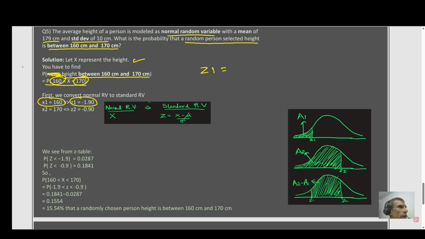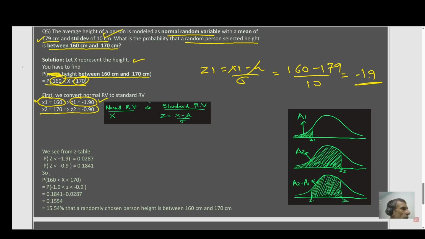Your z1 is going to be equal to x1 minus mu divided by sigma. And what is my x1 in this case? 160. So 160 minus mu. What is my mu in this case? My mean value is 179, which is right here. And then my standard deviation is 10, which is right here. You substitute this value, and my answer comes out to be minus 1.9. So for this x1, my z1 is minus 1.90. For this x2, my z2 comes out to be minus 0.90.